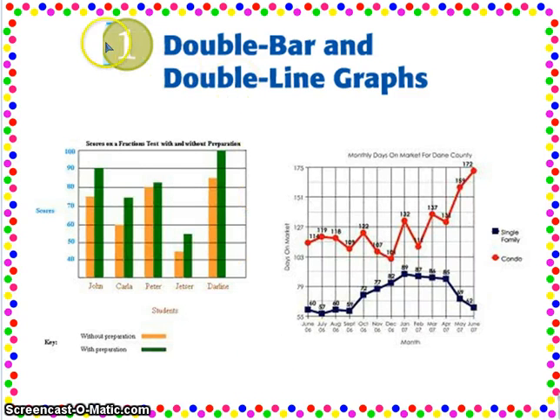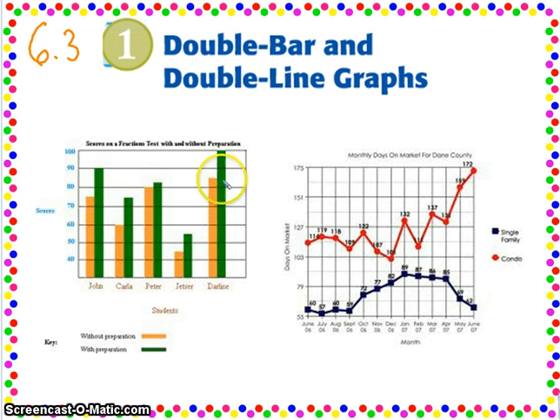Okay, as you can tell, we're looking at investigation number 1 of 6.3. And we're talking about double bar graphs and double line graphs. We're actually going to make one of each for our continuation of our summary.